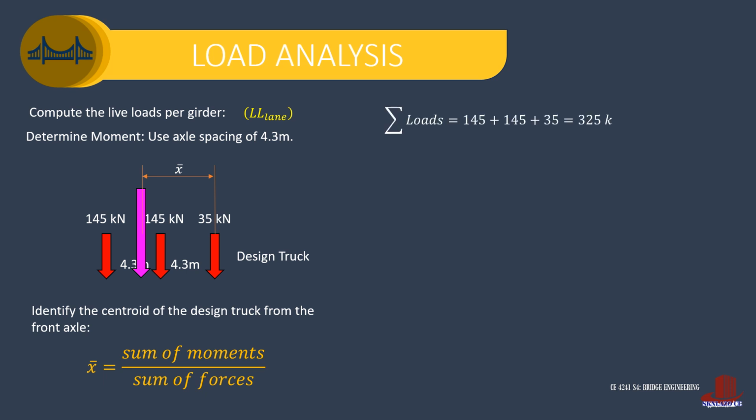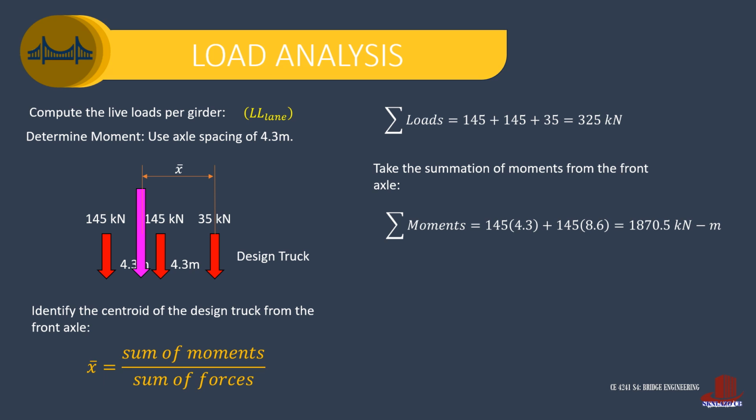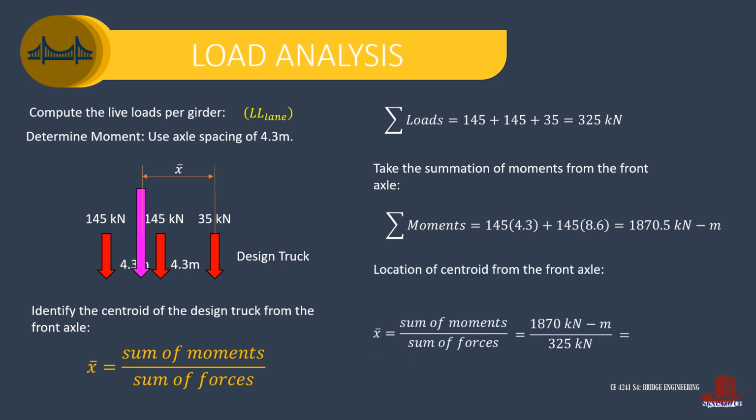The summation of loads is 145 plus another 145 plus 35, or 325 kilonewtons. Using the reference for bar X at the front axle, we take moments about this point and get 145 times 4.3 and another 145 times 8.6, or that is 1,870.5 kilonewton meter. We solve for bar X now, and that is 1,870 divided by 325 and get 5.75 meters from the front axle.